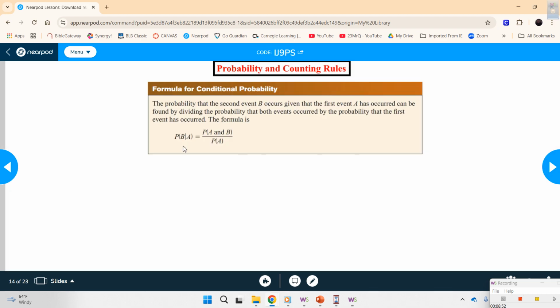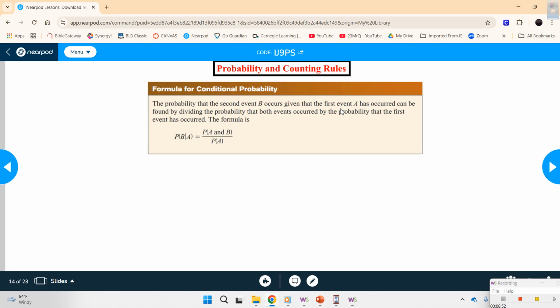It's on your screen. P of B given A equals P of A and B over P of A. Don't copy the verbiage, just copy the rule. Make sure you label it formula for conditional probability. Conditional probability means a probability will happen depending on certain conditions.